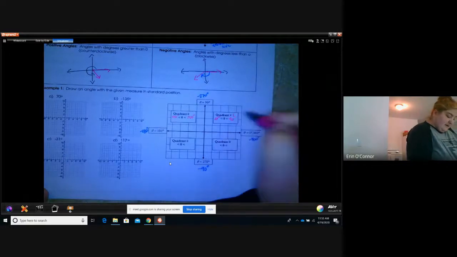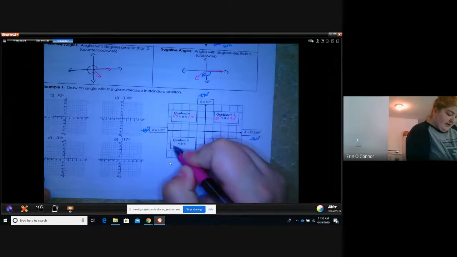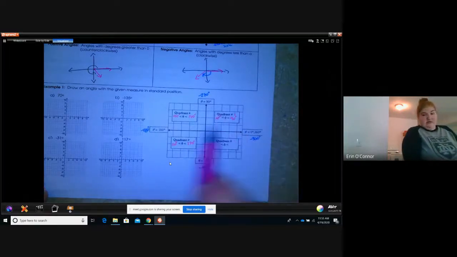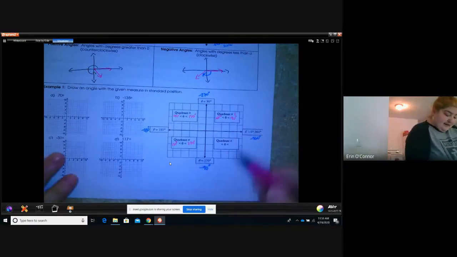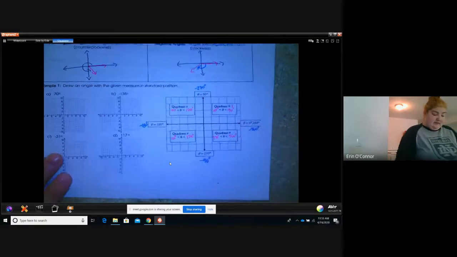Put the degrees up here. Keep going. This is between 180 and 270. Remember, not including these because they're quadrantal angles. And lastly, between 270 and 360.